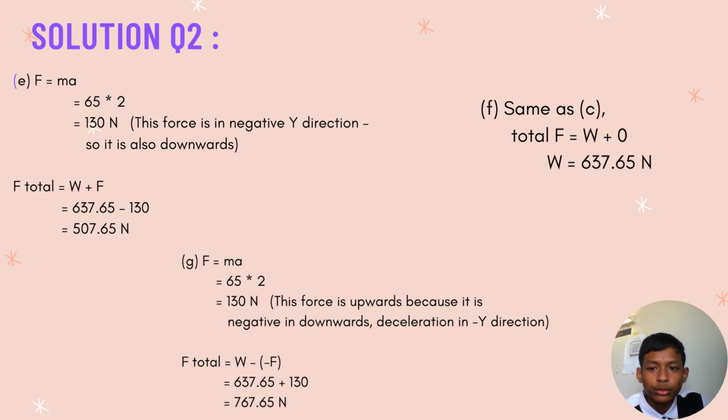Okay, we move on to question E. Just use the same formula, F equals ma, where mass is 65 kilograms and acceleration is 2. So we get 113 Newton. This force is in the negative y direction, so it is also downwards. So you have to total the force, W plus the force, and you get 670.65 minus 113, and the final answer we get is 507.65 Newton.